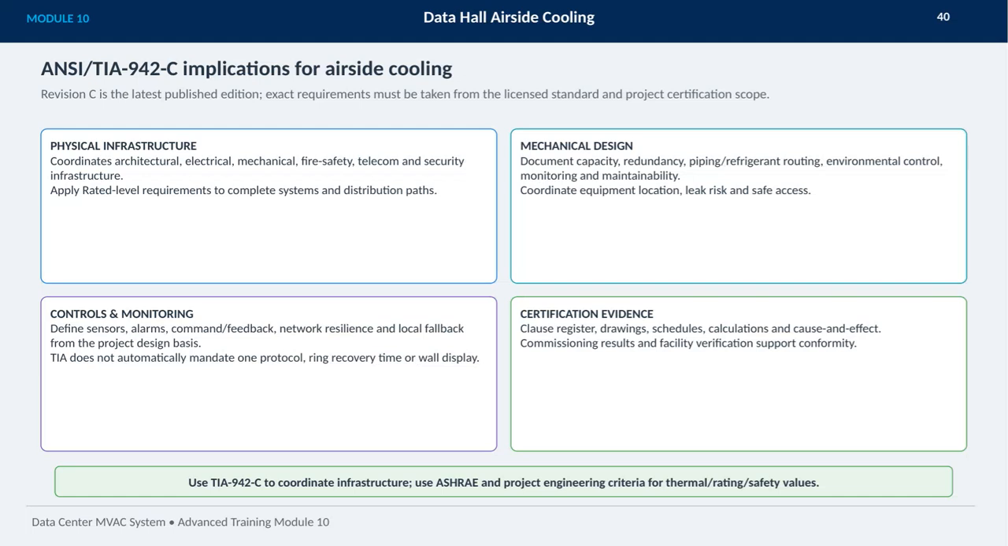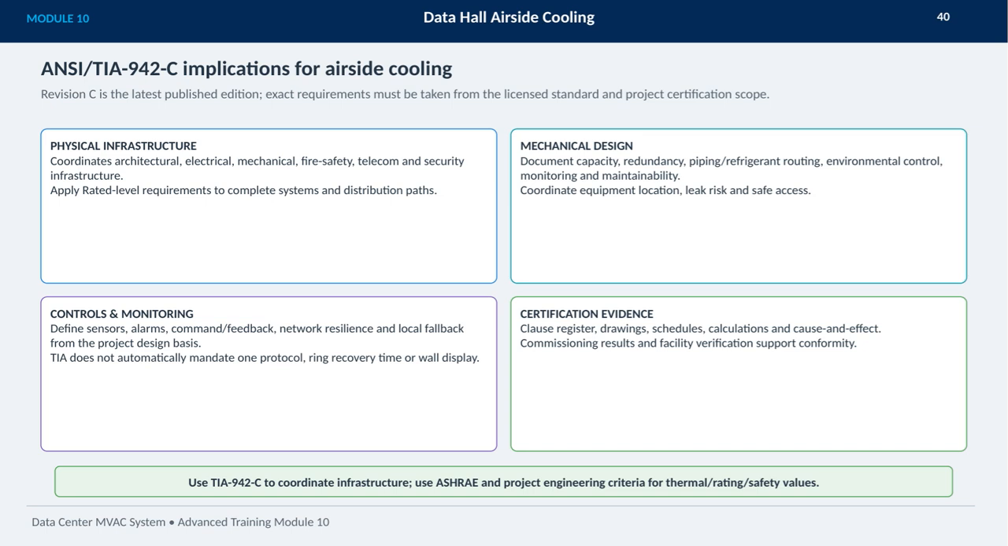This slide covers some critical points from Module 10 on Data Hall Airside Cooling, focusing on the ANSI/TIA 942C standard and its implications. First, it's important to note that Revision C is the latest version, and the exact requirements need to be referenced from the licensed standard and aligned with the specific project certification scope. Starting with physical infrastructure, ANSI/TIA 942C helps coordinate key elements like architectural, electrical, mechanical, fire safety, telecom, and security systems. It's essential to apply the rated level requirements comprehensively across all systems and distribution paths to ensure reliability.